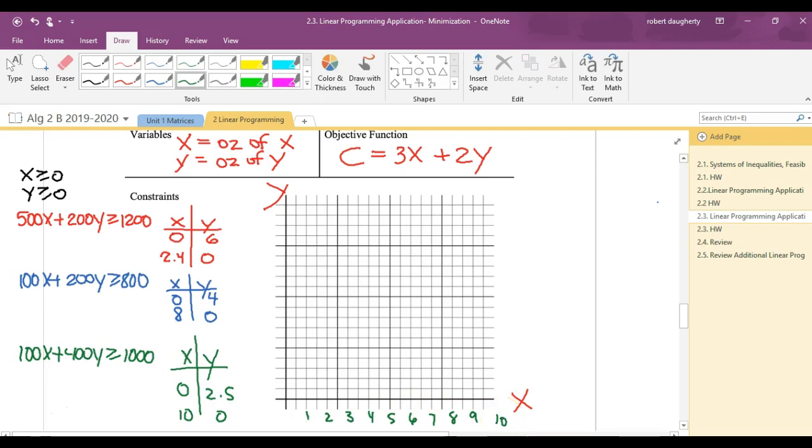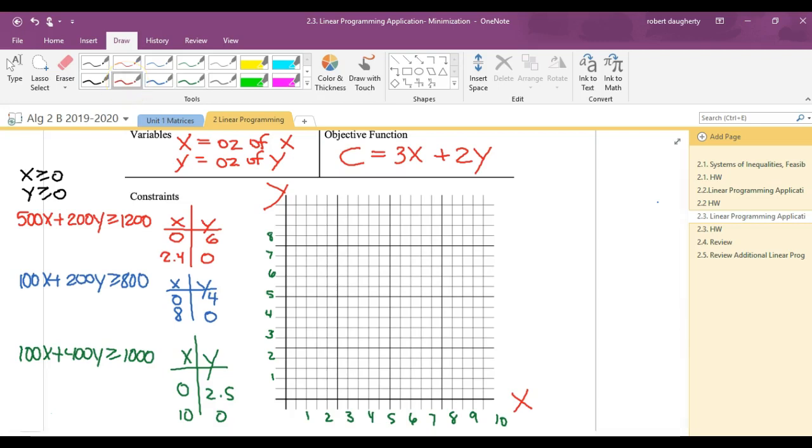My y-axis needs to scale from where? 0 to 6. So if I scaled it the same, 6 is going to be right here. So I'm doing a pretty good job of taking up the space. So I'm just going to scale this the same. 1, 2, 3, 4, 5, 6, 7, 8. There we go.